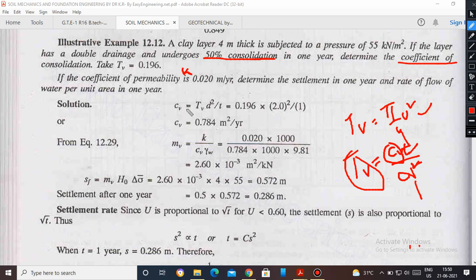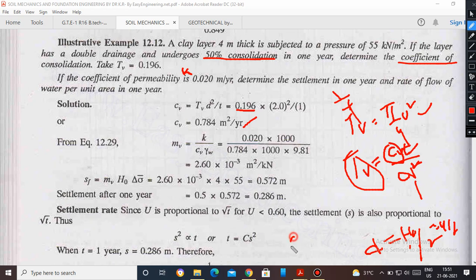From this, Cv equal to Tv into D square by T. The Tv value we have already calculated as 0.196, into D square, where the soil mass is double drainage. Double drainage means water flows from top and bottom, so D equal to H naught divided by 2, that is 4 divided by 2, which is 2. So 0.196 into 2 square divided by 1, we get the coefficient of consolidation Cv as 0.784 meter square per year. Per year, this much volume consolidation is happening for the soil mass.